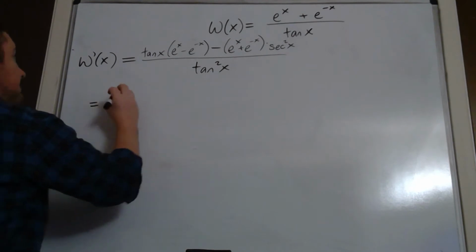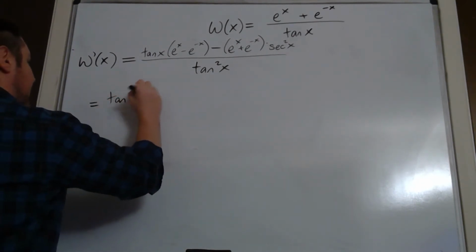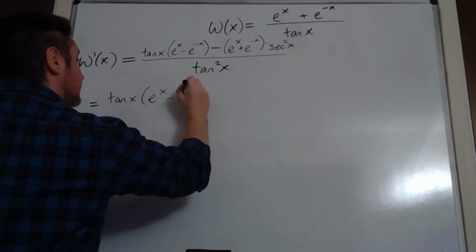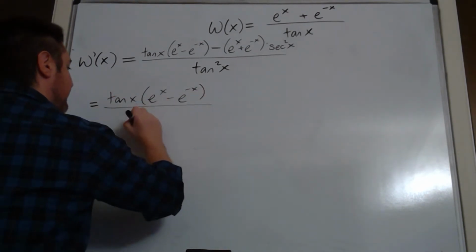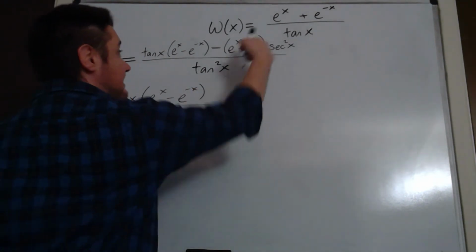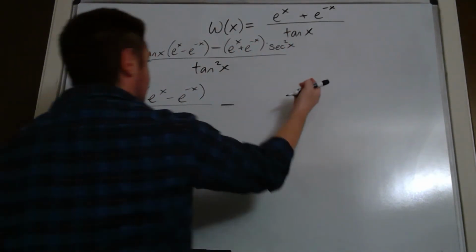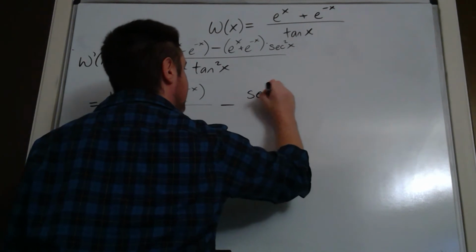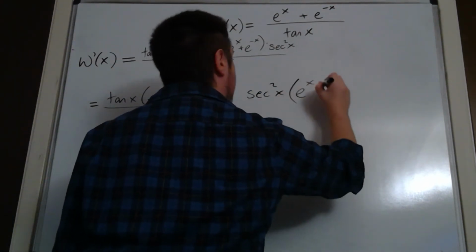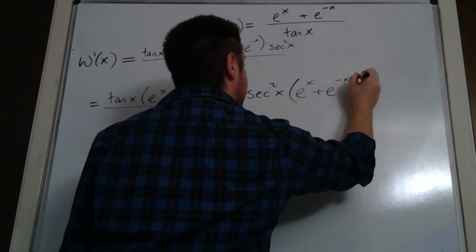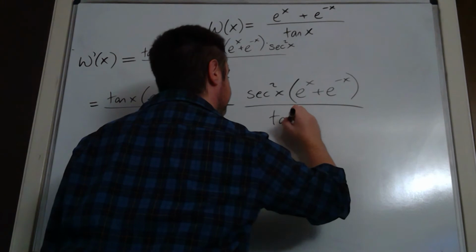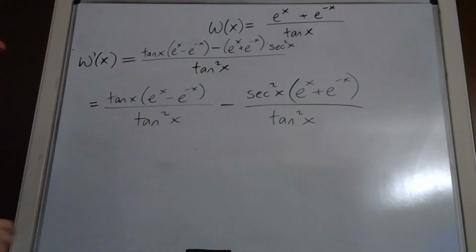So I'm going to write equals tan of x times my e to the x minus e to the negative x over tan squared of x. And then over here I'm subtracting, and then that numerator right there. Let me pull the secant up. Secant squared of x times e to the x plus e to the minus x, also still over another copy of tan squared. All right, there we go.